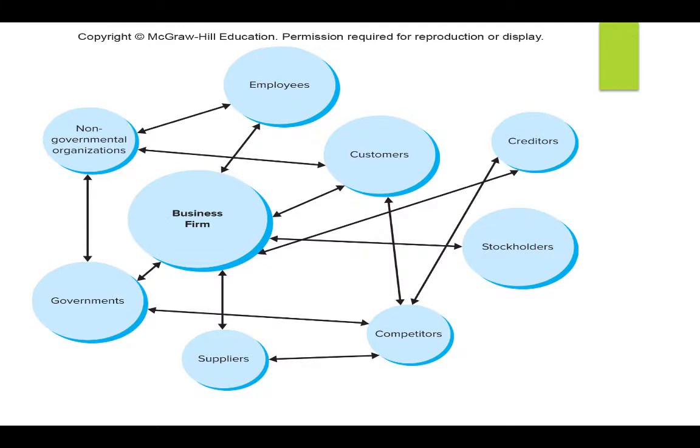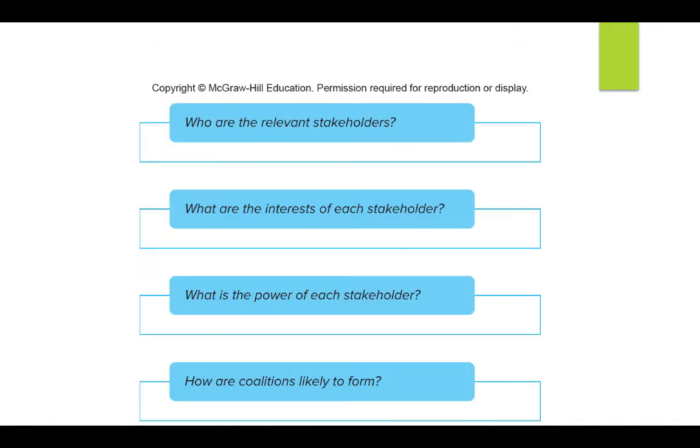The illustration depicted on this slide indicates more or less the complex web that business has with its various stakeholder groups. This is a relatively simplistic depiction. As we will see, there are many more complex relationships that we will study ahead.